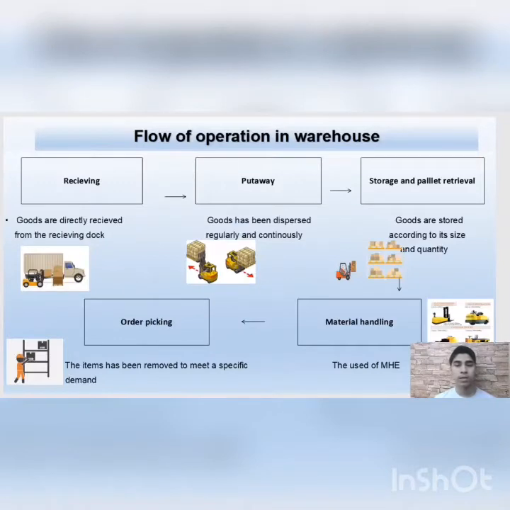Process and procedure in a warehouse are also known as flow of operations. Basically, there are a lot of flows of operations in a warehouse, but for my part, I will just cover five, and the others will be covered by my friend, Kati. As you can see, the first one is receiving.